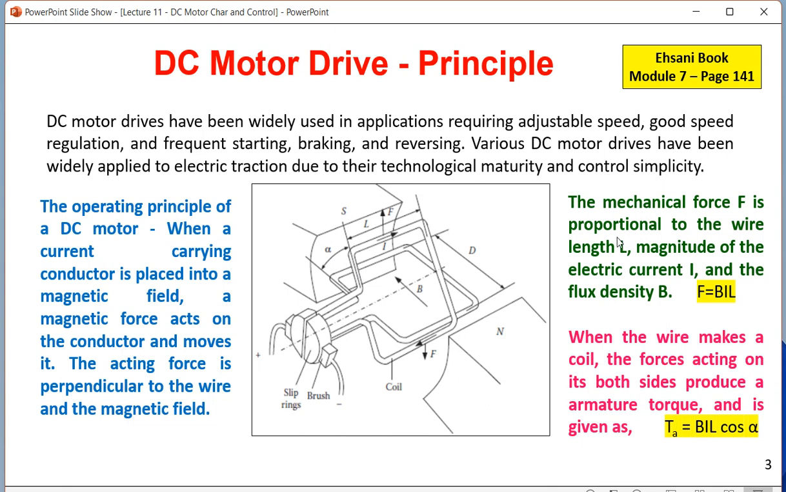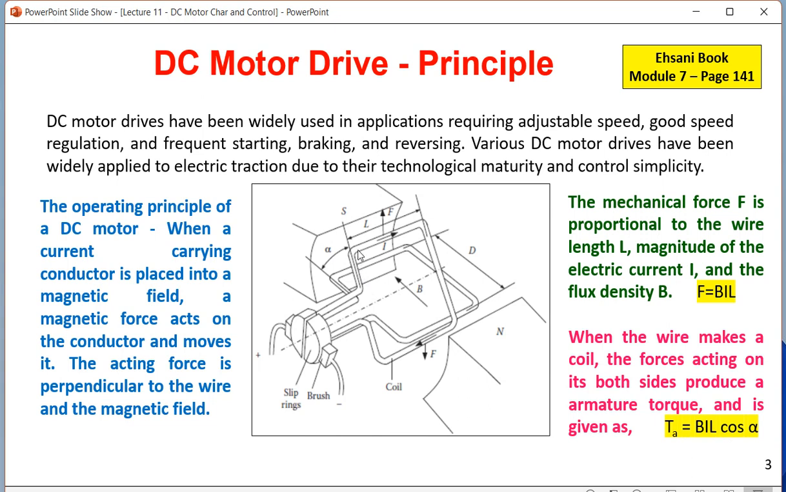So the mechanical force F is equal to B into I into L. B is the flux density, I is the armature current, and L is the length of the armature conductor. So when the wire makes a coil, the force acting on both sides produces armature torque. This torque is equal to BIL cos alpha.